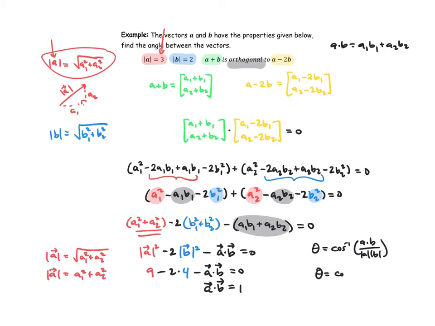So theta will be the inverse cosine. The scalar product of A and B is 1. The product of the two magnitudes is 6. And thus, if I am in radian mode, I get 1.40 radians. And in degrees, that is 80.4 degrees.